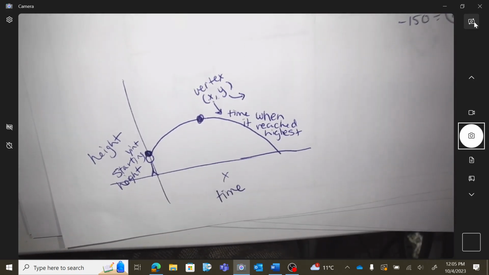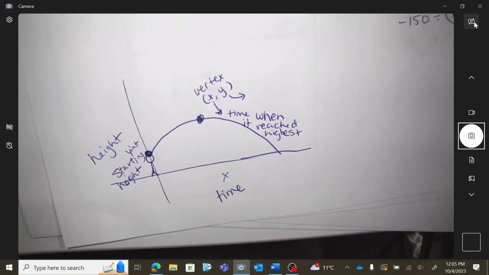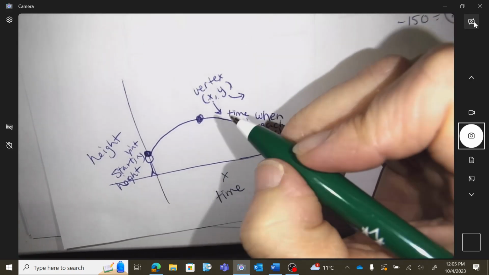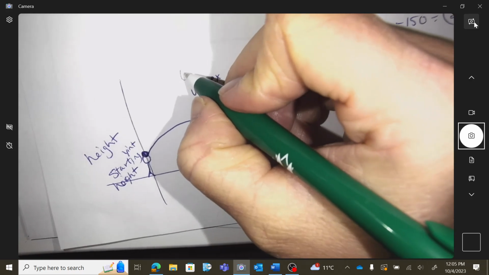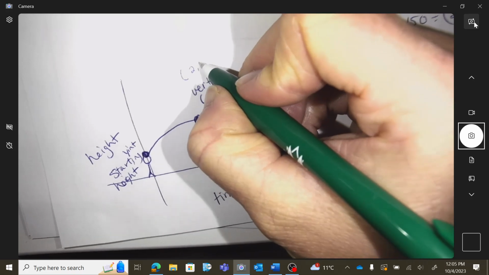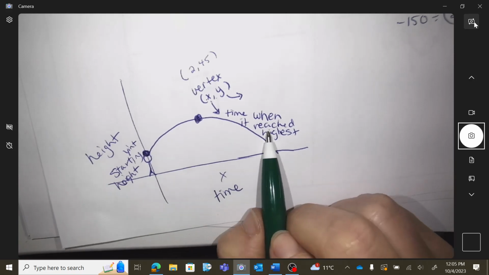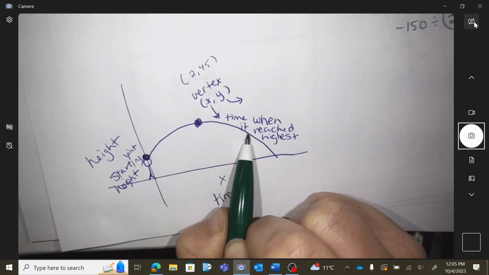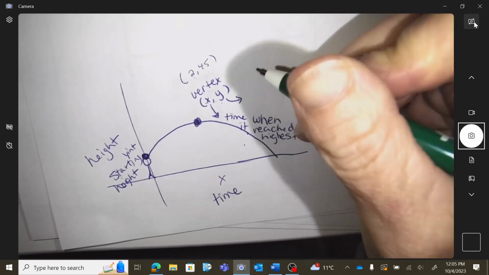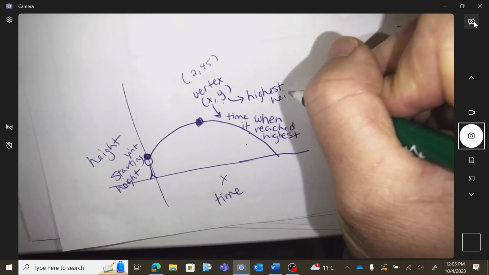So then, what would this number tell me about the scenario? So your vertex, can you visualize it better if I put some values on it like this? 2, 45 or something like that. So you just told me time. So 2 seconds to get to the top. And then what would this number be? It would be the highest height.